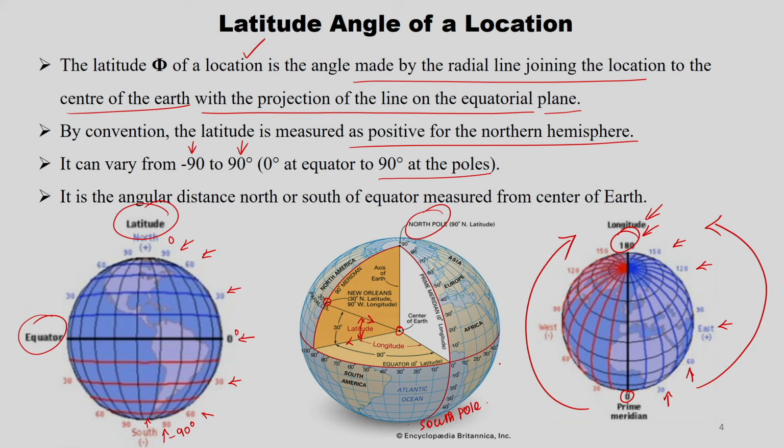This may be useful when we calculate solar time. We will see how to calculate that. Latitude is the angular distance north or south of the equator, measured from the center of the earth. The center of the earth here is the line joining the equator.